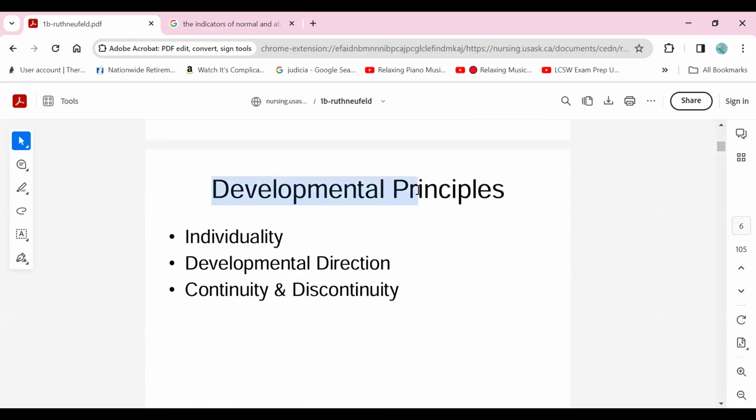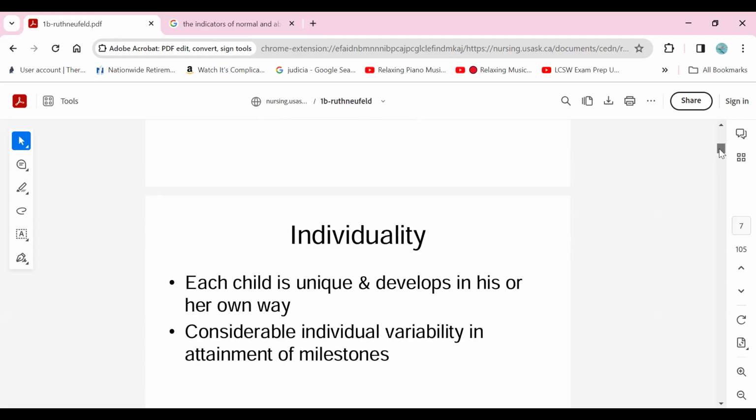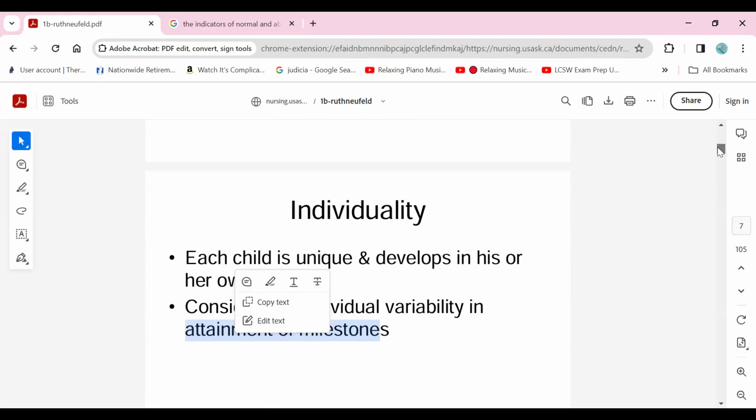Developmental principles: individuality, developmental direction, continuity and discontinuity. Individuality: each child is unique and develops in their own way. Considerable individual variability in attainment of milestones. So everybody is really individual.